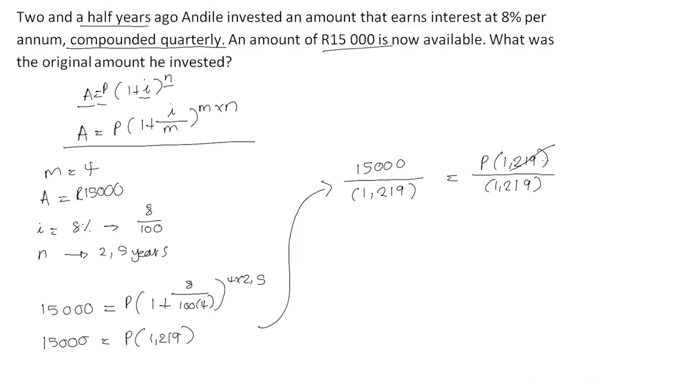We cancel out the like terms at the top and at the bottom, and we are left with P is equal to 15,000 divided by 1.219. We then get a final value of 12,305 Rand and 17 cents. Therefore, Andile invested a principal amount of 12,305 Rand and 17 cents.